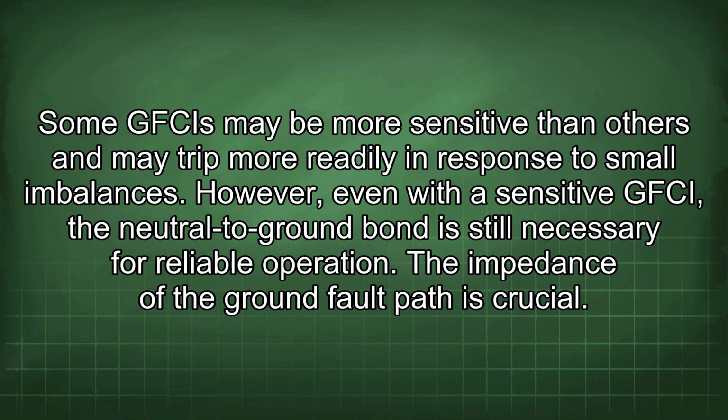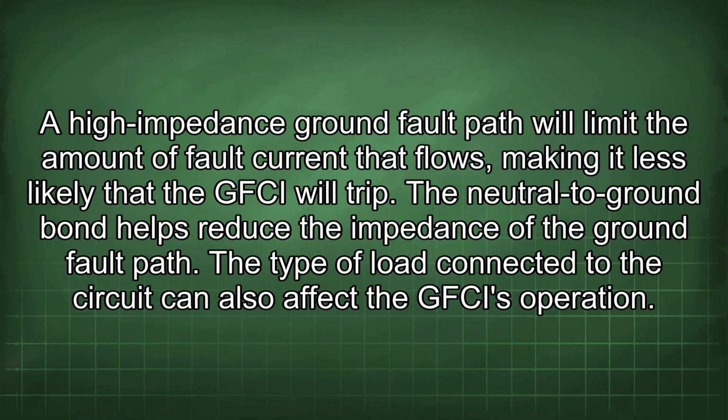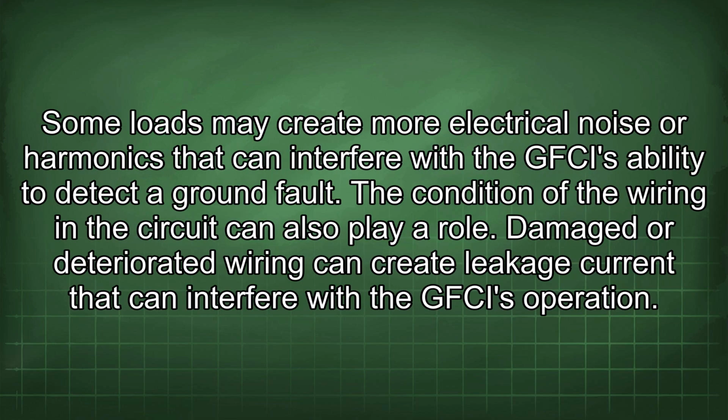The impedance of the ground fault path is crucial. A high impedance ground fault path will limit the amount of fault current that flows, making it less likely that the GFCI will trip. The neutral to ground bond helps reduce the impedance of the ground fault path. The type of load connected to the circuit can also affect the GFCI's operation. Some loads may create more electrical noise or harmonics that can interfere with the GFCI's ability to detect a ground fault. The condition of the wiring in the circuit can also play a role. Damaged or deteriorated wiring can create leakage current that can interfere with the GFCI's operation.